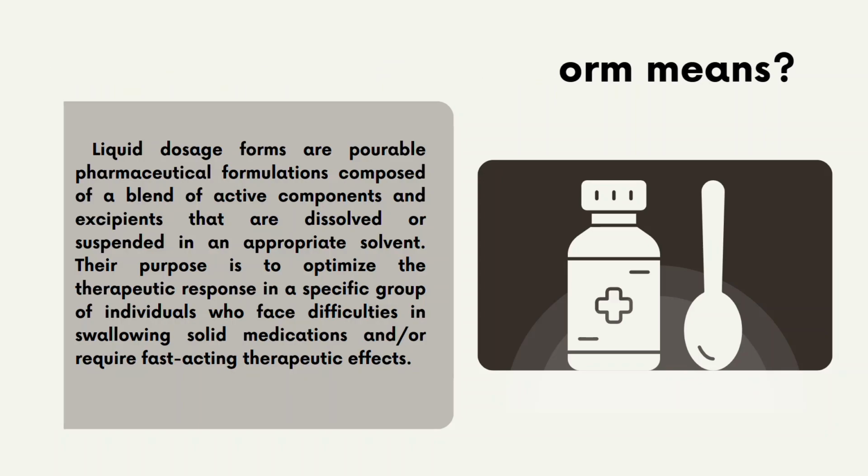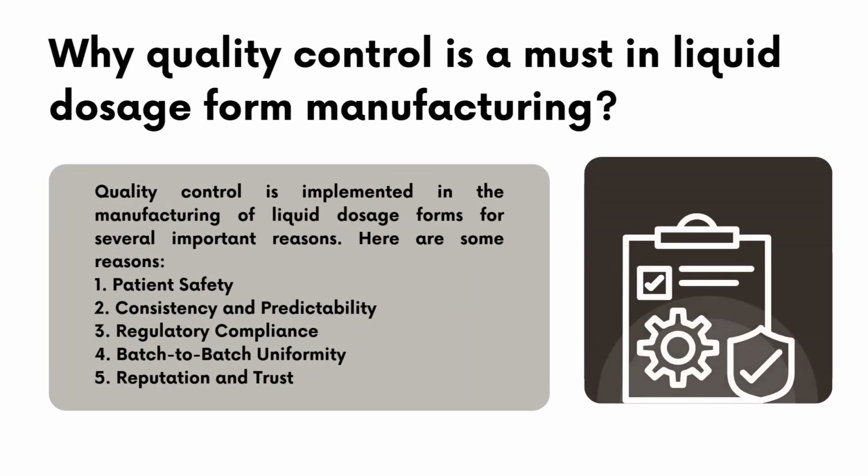therapeutic effect. Secondly, we need to know the importance of quality control to be implemented in manufacturing liquid dosage form. Quality control is implemented in manufacturing of liquid dosage forms for several important reasons. Here are some reasons. Starting with patient safety. As we all know, drug manufacturing is one of the most critical industries around the world because it concerns human health. Secondly, the consistency and the predictability.